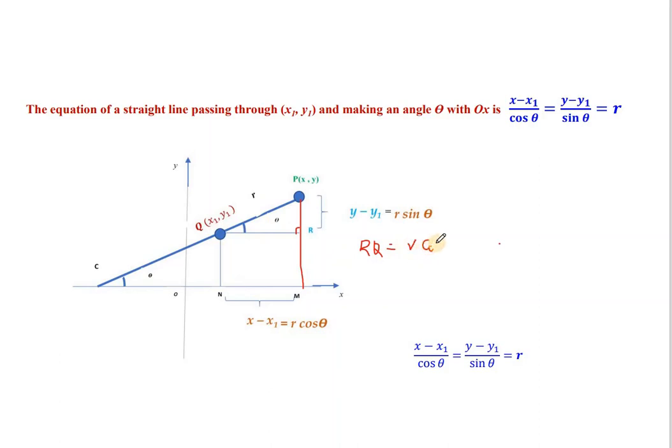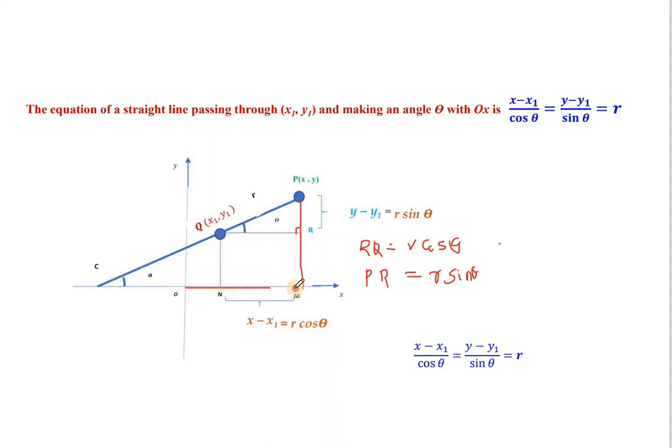From the diagram we can see that it is r cos theta, and if we consider this distance, that is PR, then PR is nothing but r sin theta. Now we would like to calculate this in terms of x and x1, similarly y1. So what we do is we just see this distance.